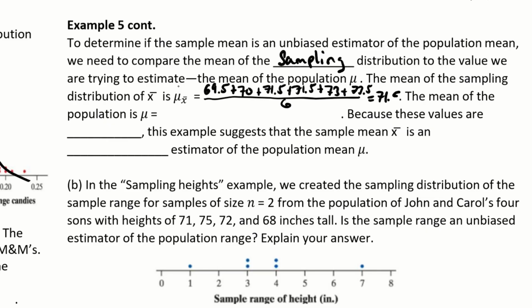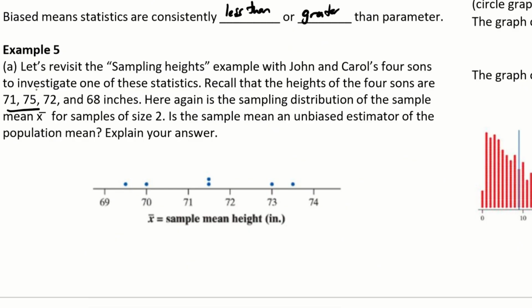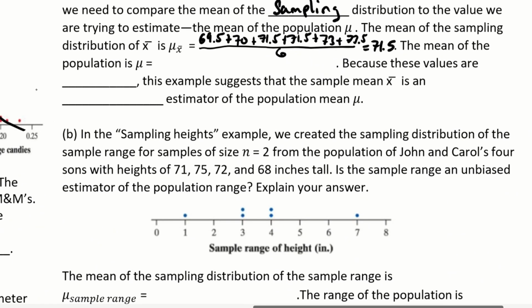Now we're going to calculate the mean of the population. So what's the population? Well, the population are these guys. There's only 4 sons. That's the population. And we want to average those heights. So we're going to do 71 plus 75 plus 72 plus 68, divided by 4. And if we calculate that, guess what? That gives us 71.5. Well, you look at that.